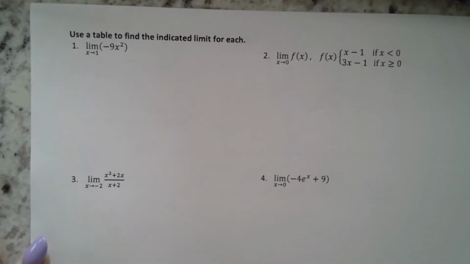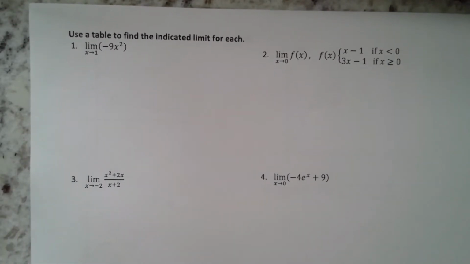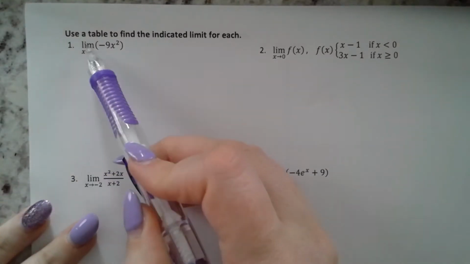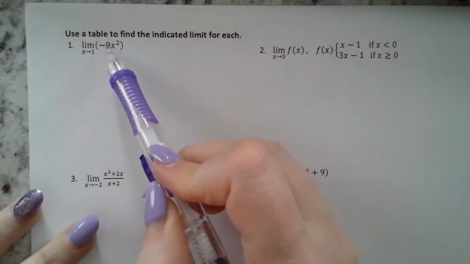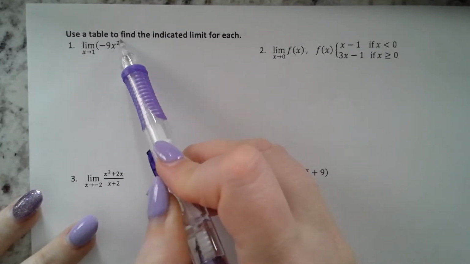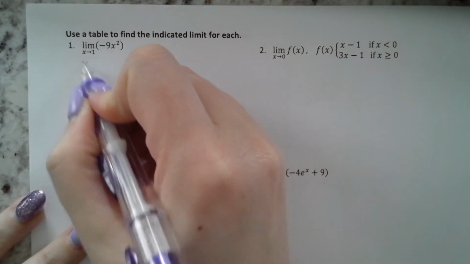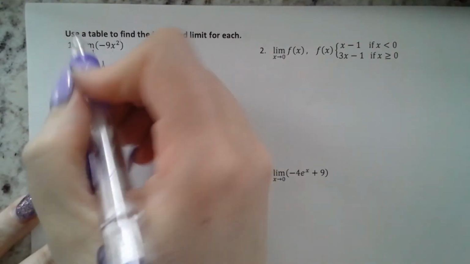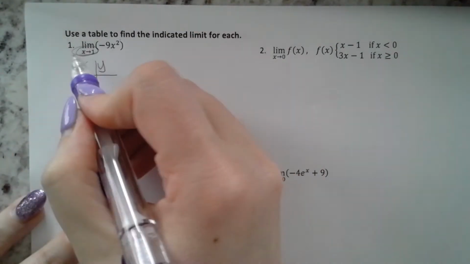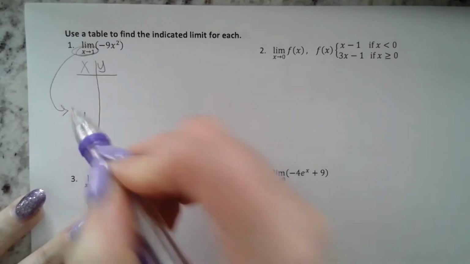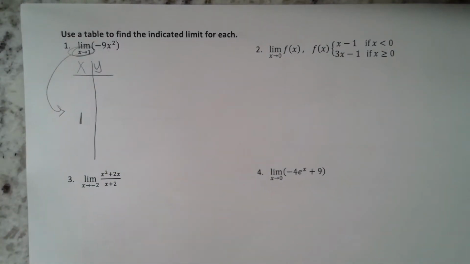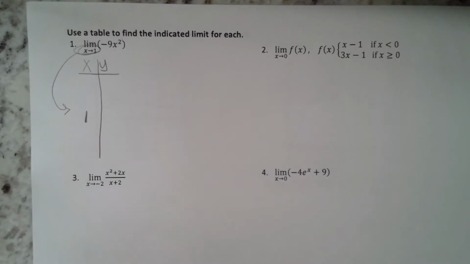So in our first page here, it wants us to use a table to find the indicated limit for each. So this one is saying find the limit as x is approaching 1 of negative 9x squared. So we're going to make a table. And our limit here is we're approaching 1. So that's the number that we're approaching. That's the number we're going to put in the middle of our table. And then we're going to pick numbers to the left and right of 1.